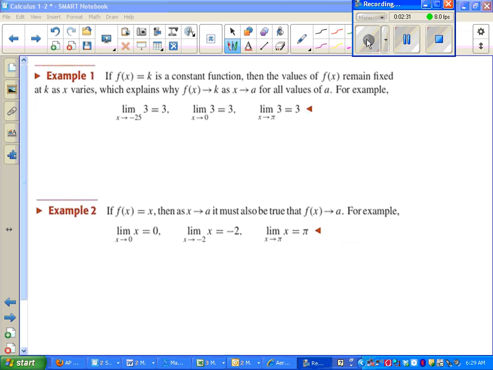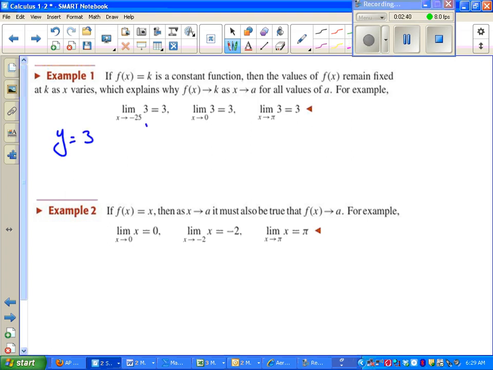In example 1, we're just illustrating that part A from the previous slide. We've got the constant function y equals 3. You should be able to imagine what that graph looks like. No matter whether x is negative 25, 0, or pi, as x gets close to any of those numbers, y is always equal to 3, so it's safe to say that y gets close to 3.